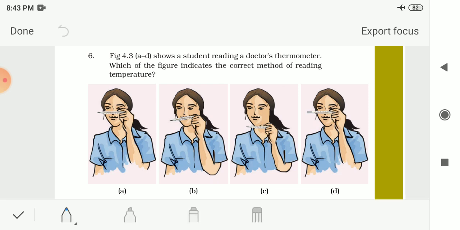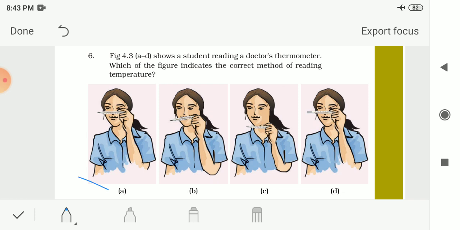So here the answer is A, because in this case the eyes of the student are at the level of the mercury in the thermometer. So it is the correct way to read the temperature in the clinical thermometer or doctor's thermometer. As you can see in options B and C, the mercury in the thermometer is not at eye level.